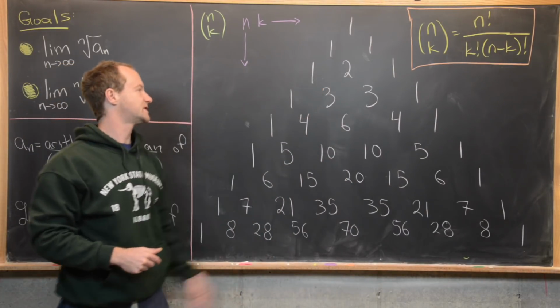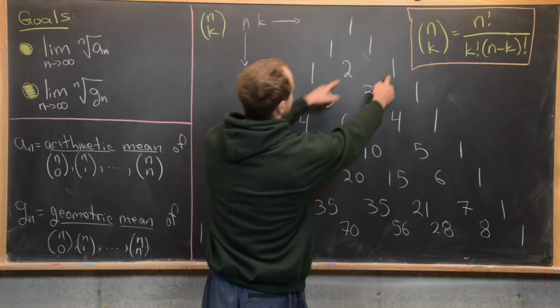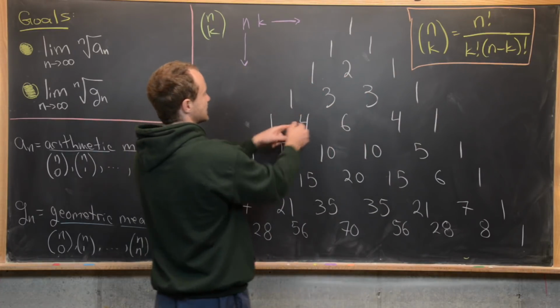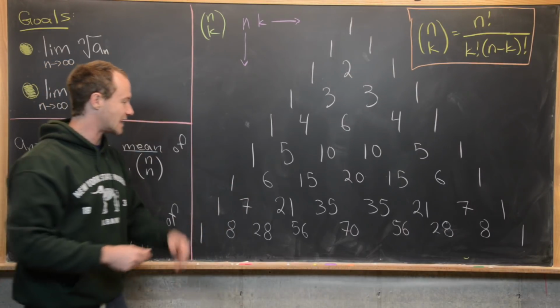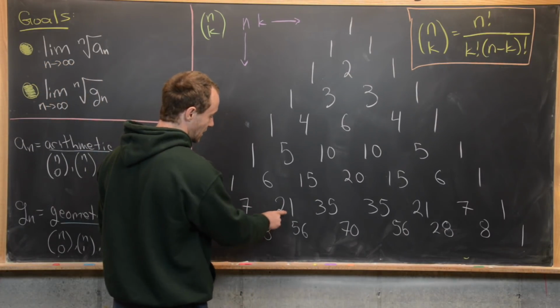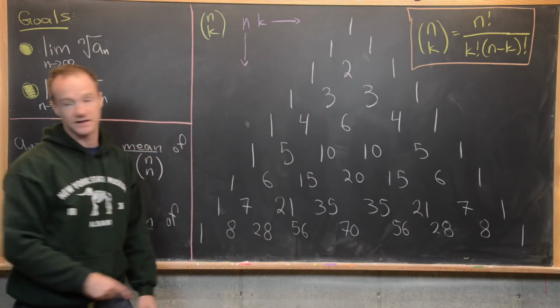So notice 1 plus 1 is 2. And then 2 plus 1 is 3, 2 plus 1 is 3, 3 plus 1 is 4, 3 plus 3 is 6, and so on and so forth. All the way down to, this is happening down here as well, 21 plus 35 is 56.